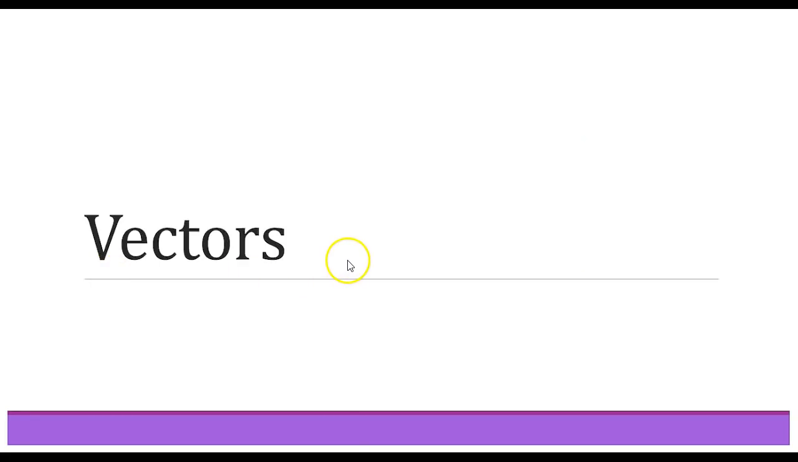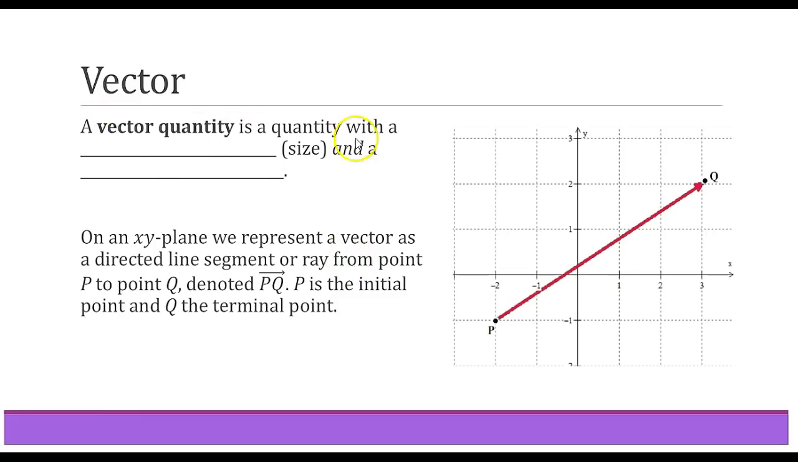Vectors. A vector quantity is a quantity with a magnitude, or a fancy way of saying that, with a size and a direction.